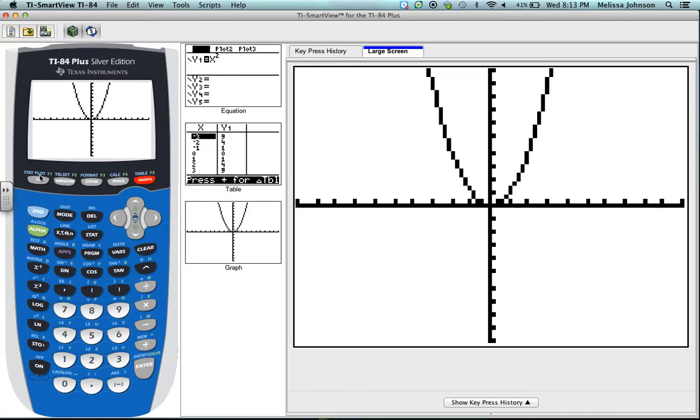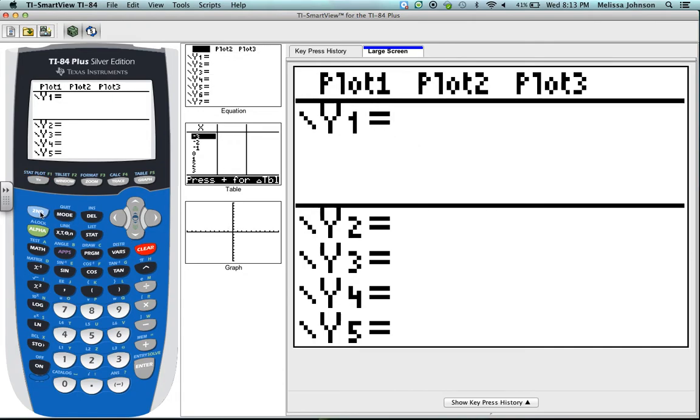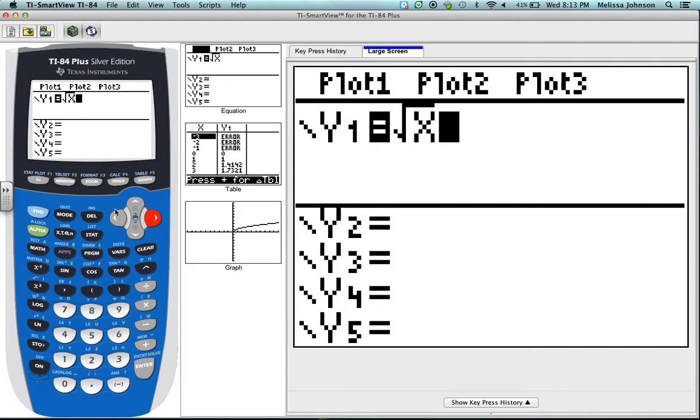Our square root function is going to come from the same spot. We're just going to hit second x squared. So again, clear this out. Second x squared. Put the x in there. If you had any other things to put in, you would scroll out of that.